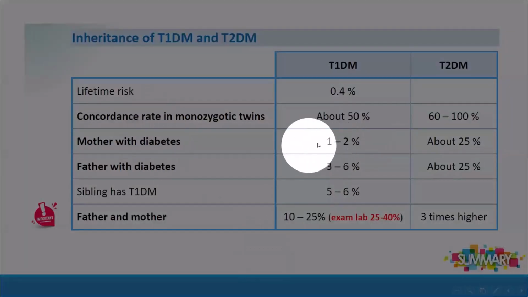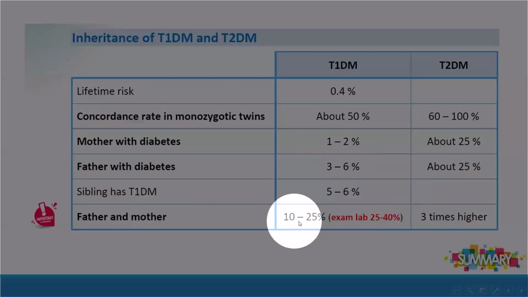especially if the mother is type 1, the risk of inheritance is about 1 to 2%. If the father is type 1, the risk is 3 to 6%. If the father and the mother are both type 1 diabetic, the risk is different. In the exam lab, the answer will be 25 to 40%, and this is very important to answer in the SC exam.